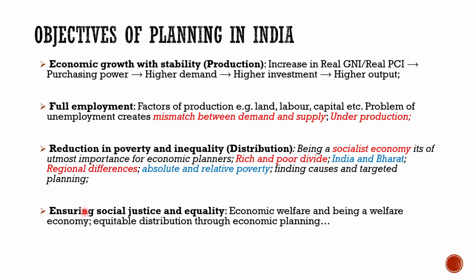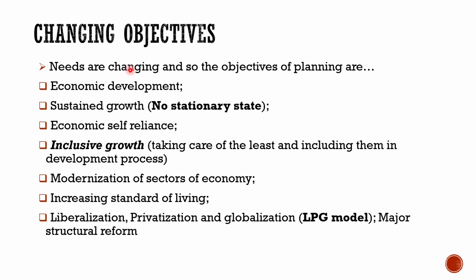The fourth most important objective is ensuring social justice and equality, being a welfare economy. Equitable distribution through economic planning was found to be the most important objective. Changing objectives: as the needs are changing, the objectives are also changing, and nowadays we talk about economic development rather than just economic growth. Sustained growth means we do not want to reach a stationary level where profits and investment rates drop down to zero.